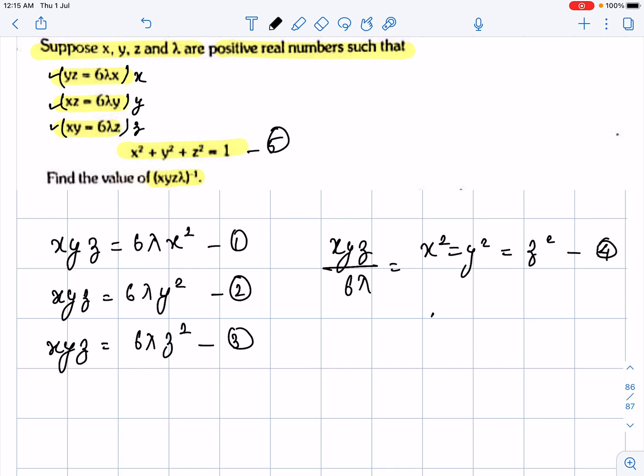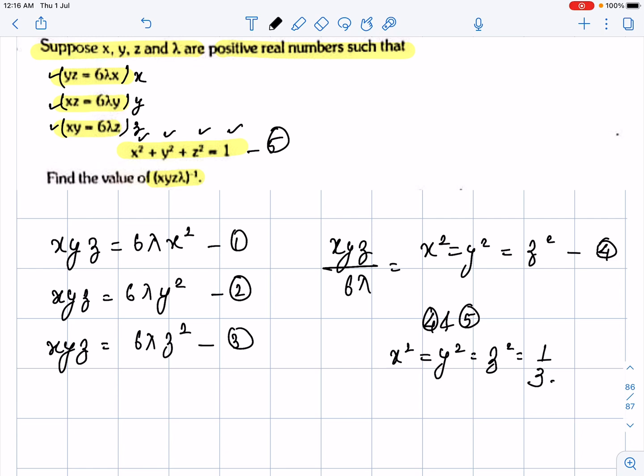So making use of fourth and fifth equation, what could be generated by me? I could write x square is equal to y square is equal to z square is equal to 1 by 3, because the sum of three numbers which are equal to each other is equal to 1 is known to me. So all of them will become 1 by 3 over here.